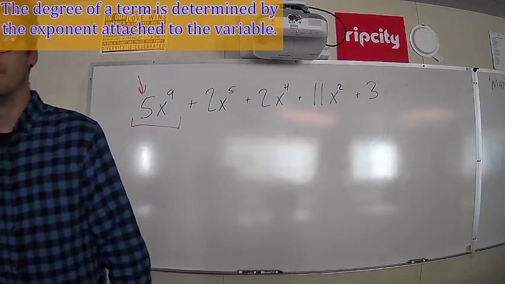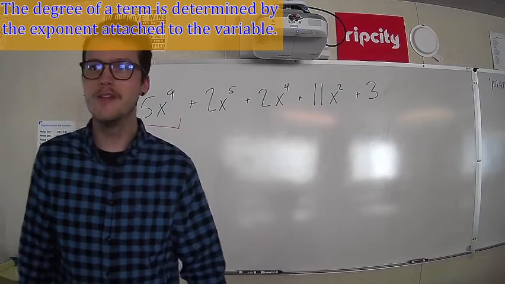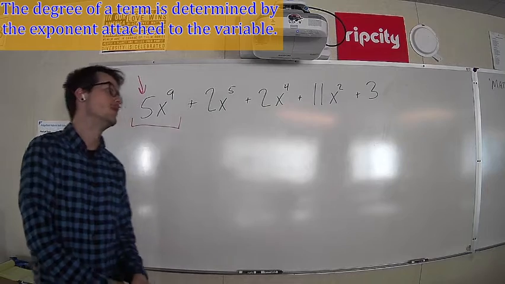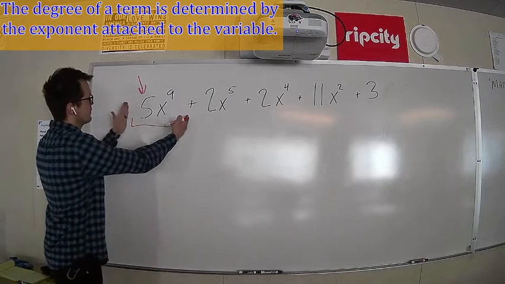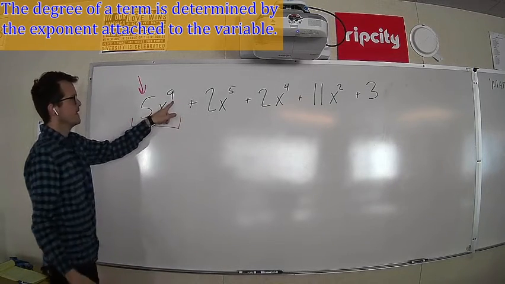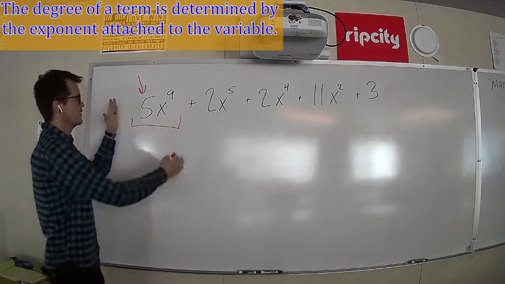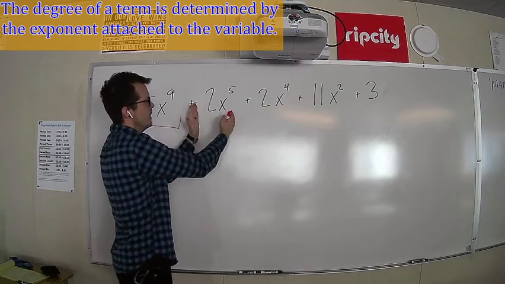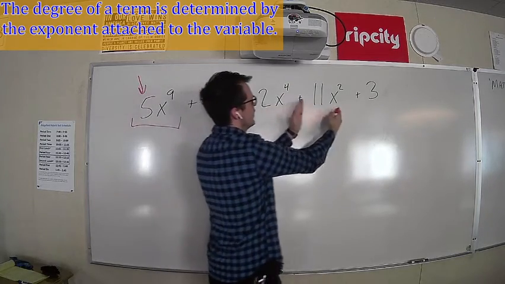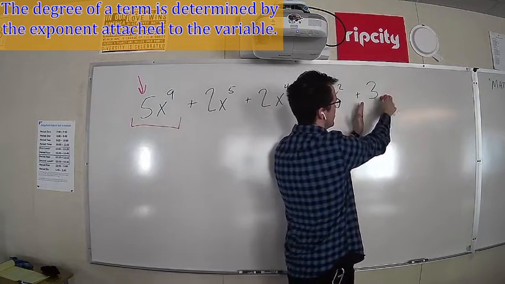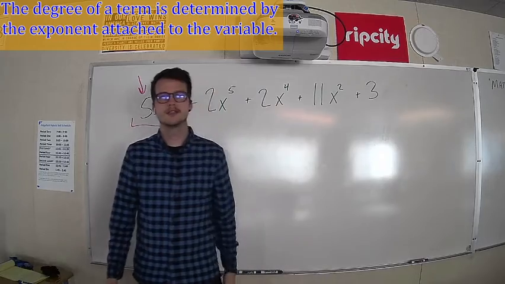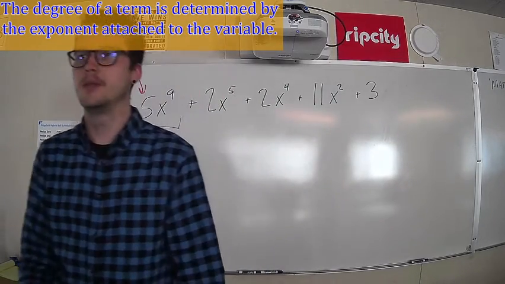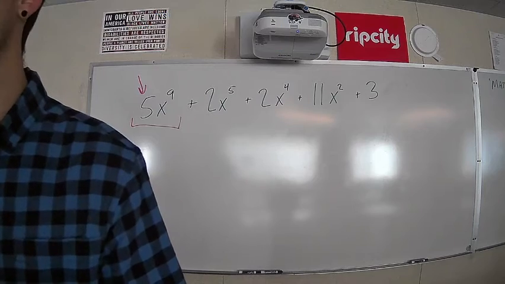The degree of a term is determined by the exponent attached to the variable. So let's go through each of these. This first term right here we say is a 9th degree term. It's the term with degree 9 because the exponent is 9. This term is degree 5. This term is degree 4. This one's degree 2. And again, this one's a constant, so you could argue it's degree 0, but generally you would just say it's a constant, so it doesn't apply. There is no degree for this term.